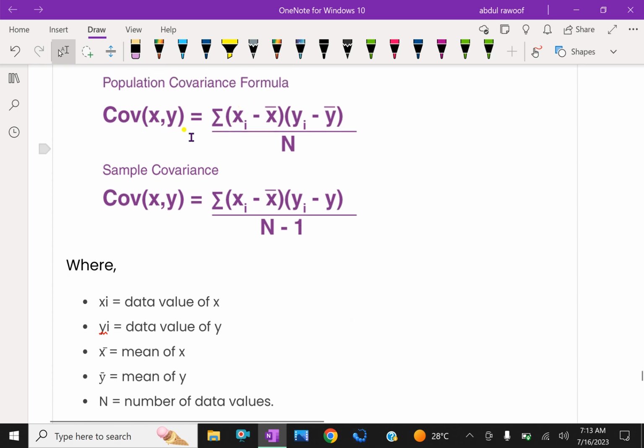For population covariance, the formula is covariance of x comma y equals sigma of xi minus x bar into yi minus y bar, over n. For sample covariance, it is equal to sigma of xi minus x bar into yi minus y bar, over n minus 1, where xi is the data value in x. So xi means x1, x2, x3 and so on. Yi means y1, y2, y3, and it goes on. Yi is the data values of y. X bar is the mean of x. Y bar is the mean of y. N is the number of data values. By using this formula, we can find the covariance of x and y for the given data.